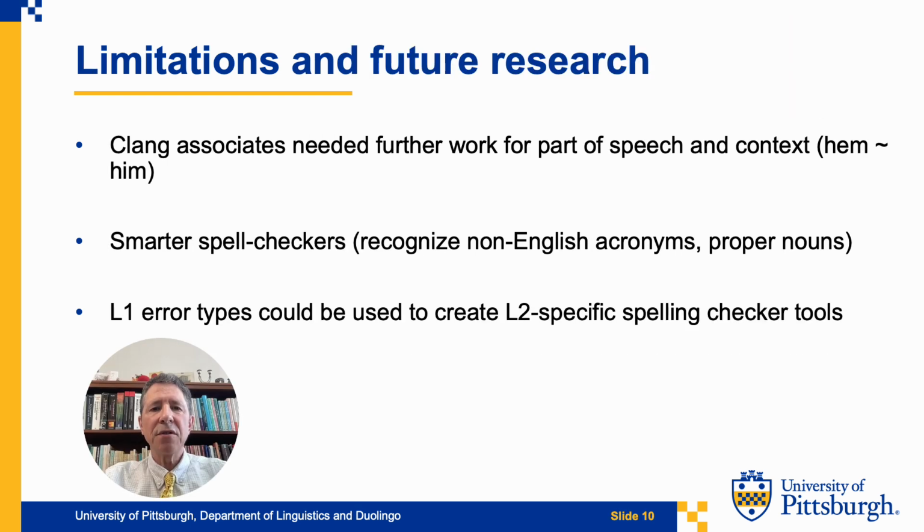Limitations and future research. Malapropisms need further work for part of speech and context to cope with the hymn-hem type error. Smarter spell checkers could be used that recognize non-English acronyms and proper nouns. Finally, L1 error types could be used to create L2-specific spell checker tools.